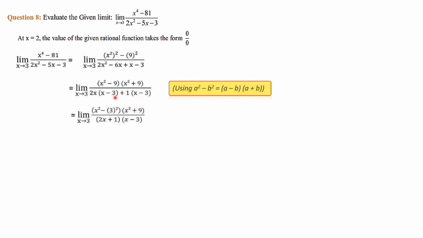And here x minus 3 is common in denominator, take out x minus 3. In the first term x minus 3 going means there is 2x and there is 1 in the second term. So 2x plus 1 into x minus 3. Then limit x tends to 3, x minus 3 into x plus 3. This one again we are using a square minus b square formula, a minus b into a plus b. Here a is x, b is 3. So a minus b, x minus 3, into a plus b, that is x plus 3, into x square plus 9 as it is. Denominator is 2x plus 1 into x minus 3.